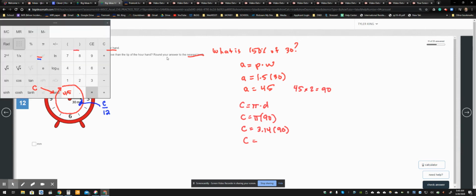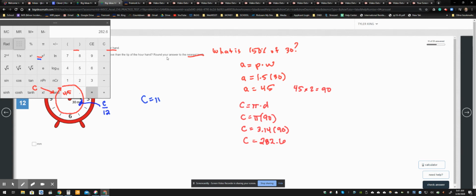Our calculator, we're going to do 3.14 times 90, and that's going to give us 282.6. So we have 282.6 for our circumference of our minute hand, or how far the tip of the minute hand moved in 1 hour. Now, taking a look at our hour hand, we're going to use the same formula.